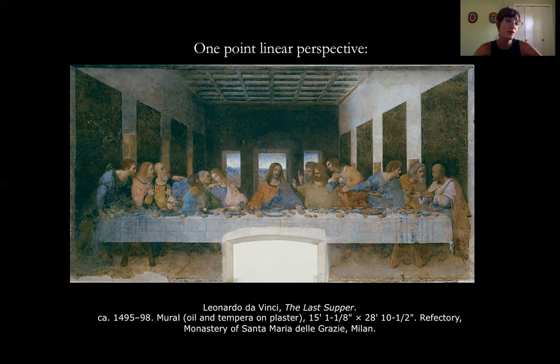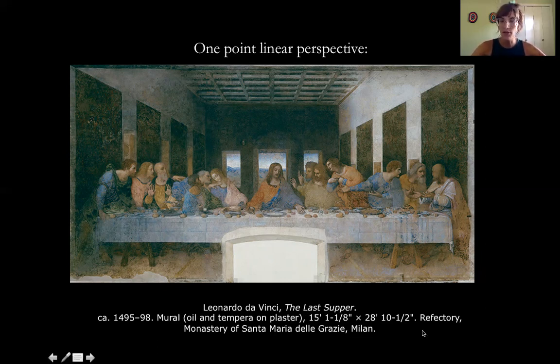So artists start using this and they get really good at it. One of those artists is Leonardo da Vinci in his Last Supper. This is a painting that's probably quite famous; many of you have probably seen it. This is after Brunelleschi invents 1-point linear perspective, and it's used perfectly here.